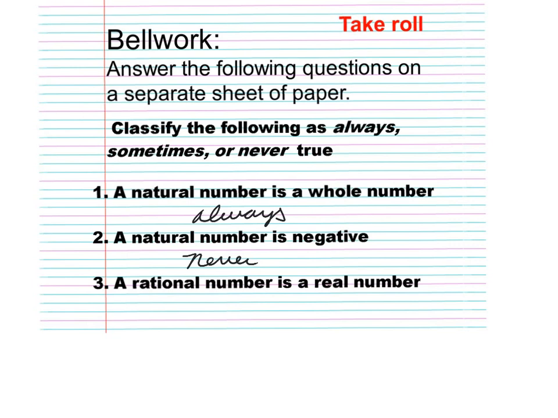A rational number is a real number. Always. So there was no sometimes on this. What's a rational number? It can be written as a fraction. What else? A terminating decimal, right. So if it's a decimal that comes to an end, it's a rational number.